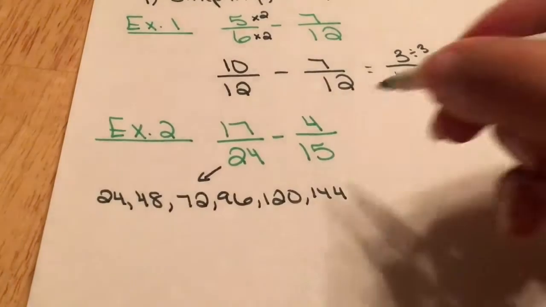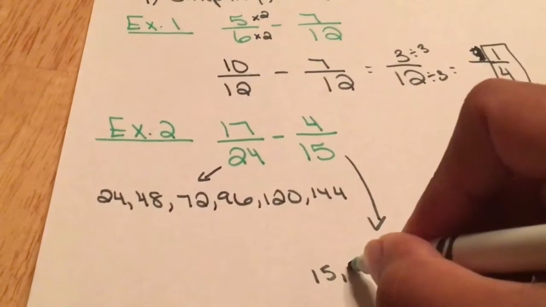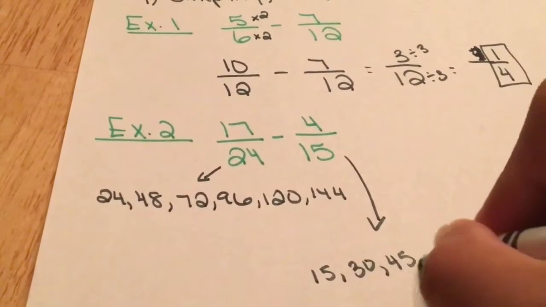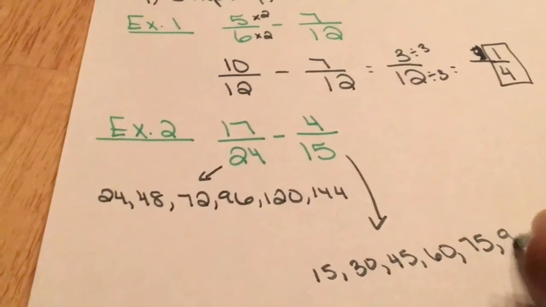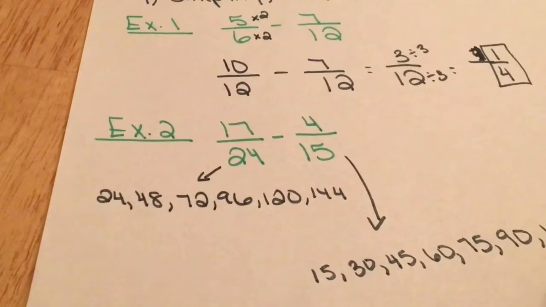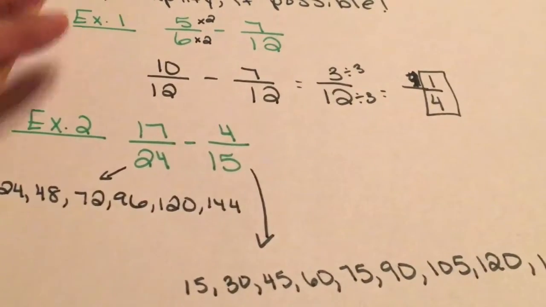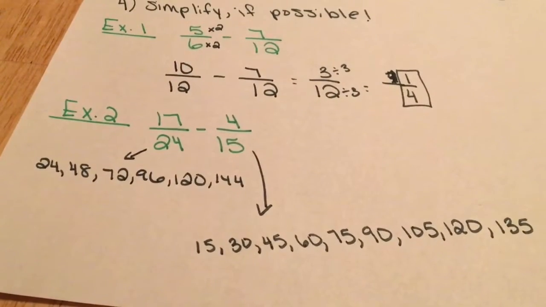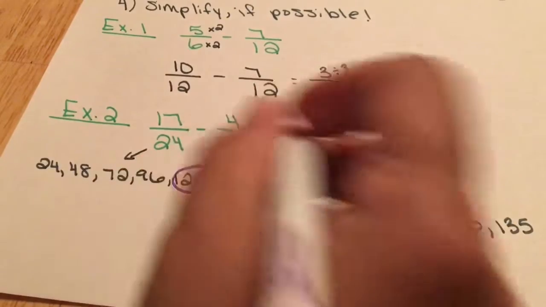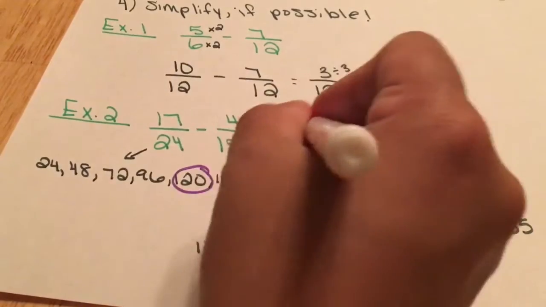For 15, we know it's going to be 15, 30, 45, 60, 75, 90, 105, 120, and 135. What we should notice about both of these is that they both share this 120. So we know our common denominator here is going to be 120.